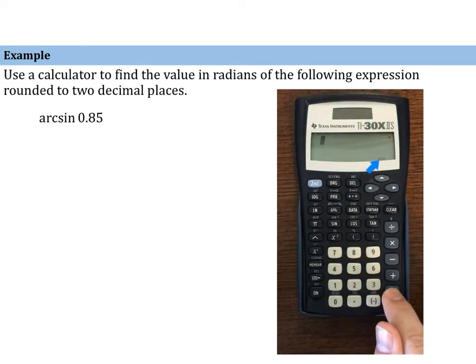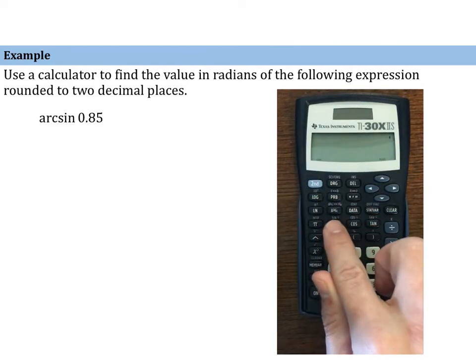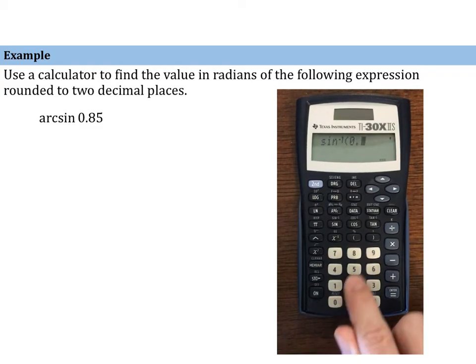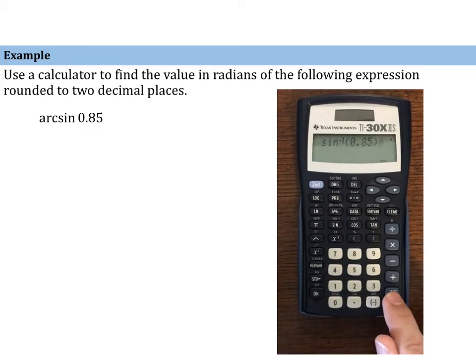Now notice that our calculator is in radian mode. Now we will press the second button followed by sine to access the arc sine function. Then we will input 0.85 and close the parentheses. And then we will press enter. Rounding to 2 decimal places, we see that our answer is approximately 1.02. Now this answer is in radians.